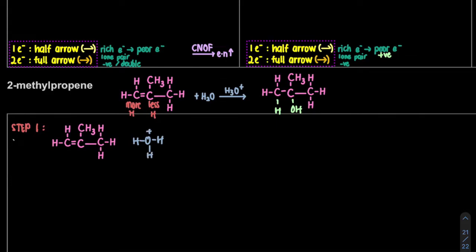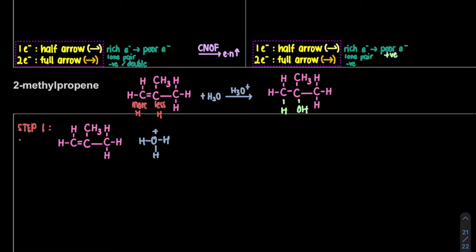So what would happen is that, remember, the rich electron species attacks the poor electron species. So from here, in the formation of the carbocation ion, the first step is that we want to add our electrophile. So we're going to take the hydrogen. From our acidified water, we want to take hydrogen.